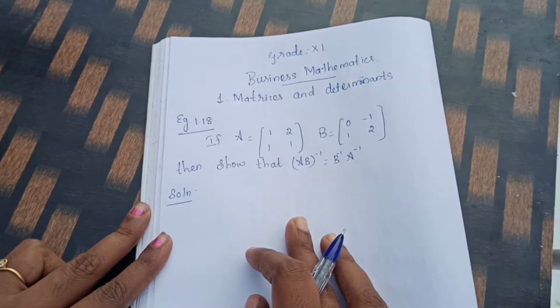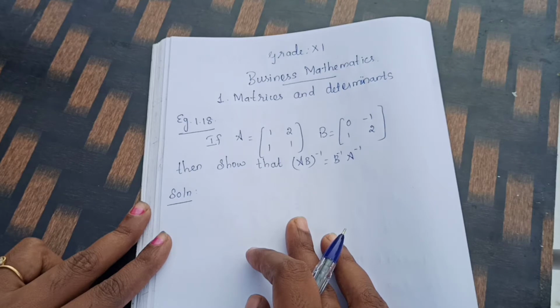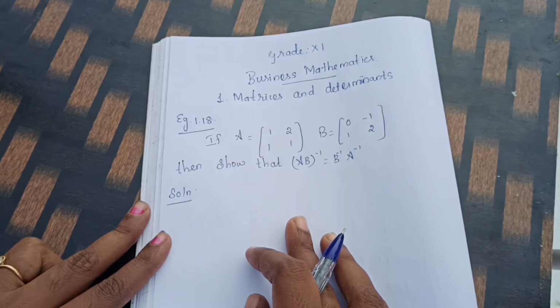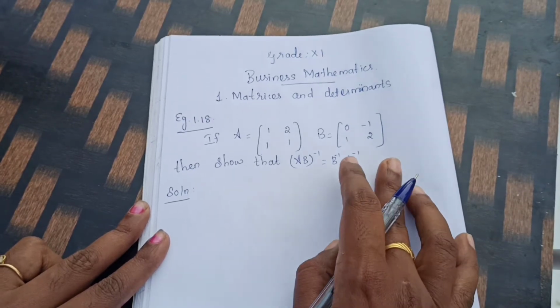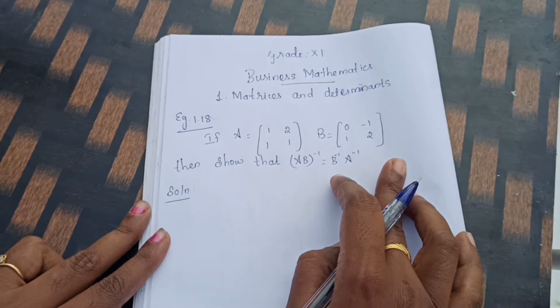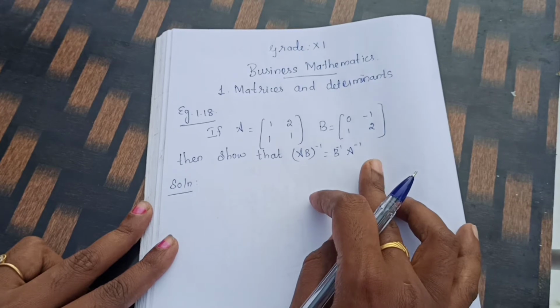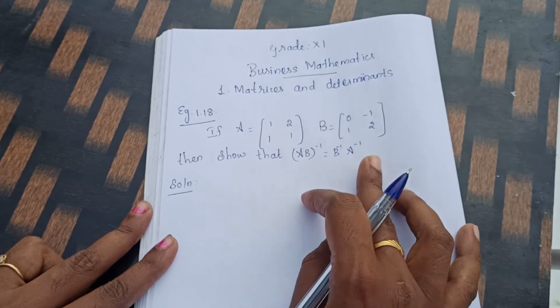If A is equal to [1, 2; 1, 1] and B is equal to [0, -1; 1, 2], then show that (AB) inverse is equal to B inverse A inverse. I already taught this one in one note. So let us take this as LHS and this as RHS. You need to prove LHS is equal to RHS.